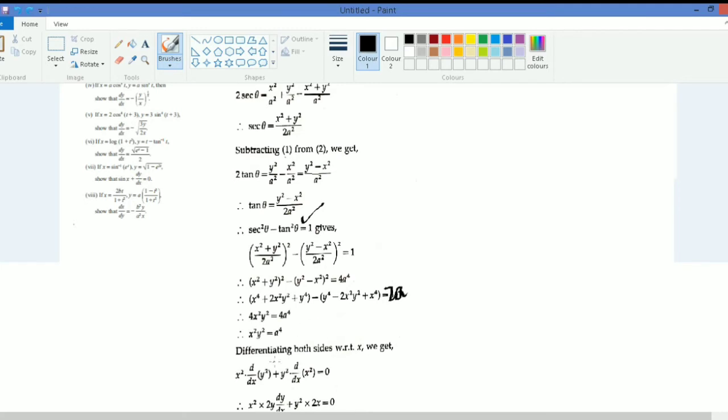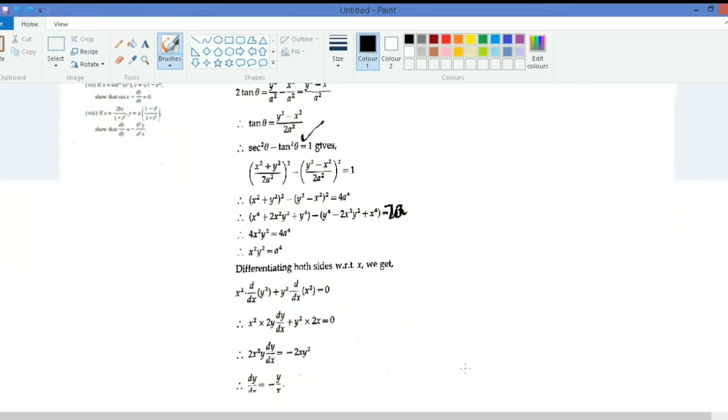You will differentiate. You will get x square into derivative of y square plus y square into derivative of x square, which is x square into 2y dy by dx plus y square into 2x equal to 0. You will cancel 2xy. You will get dy by dx equal to minus y by x. And this 2a square will become a raised to 4 only, because there's an entire square here. So 2a square the whole square is equal to 4a raised to 4. Now, this is how you prove this.